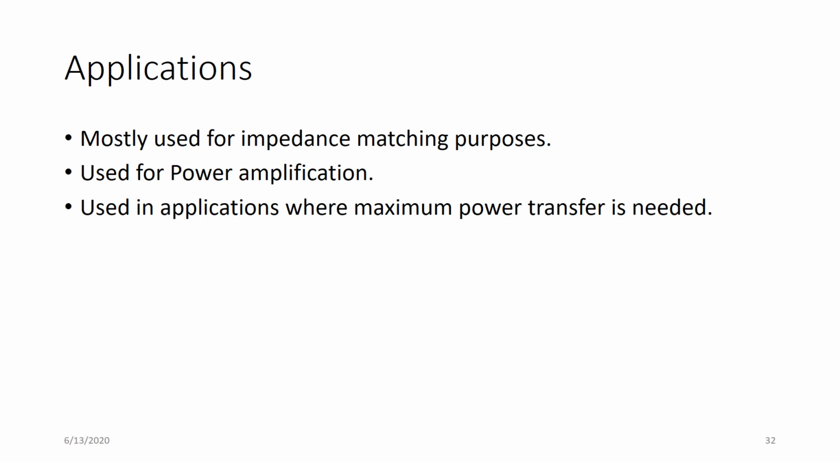So transformer coupled amplifiers are used in applications where maximum power transfer is needed. Your day-to-day application comes in analog communication, wherein a huge amount of audio signal needs to be transferred when you are doing the modulation process. So at that time it plays an important role for coupling the antenna with the power amplifier.